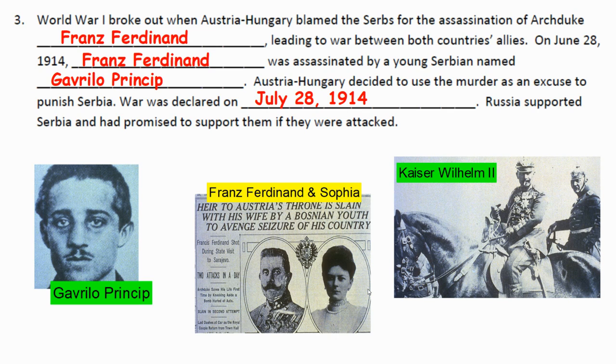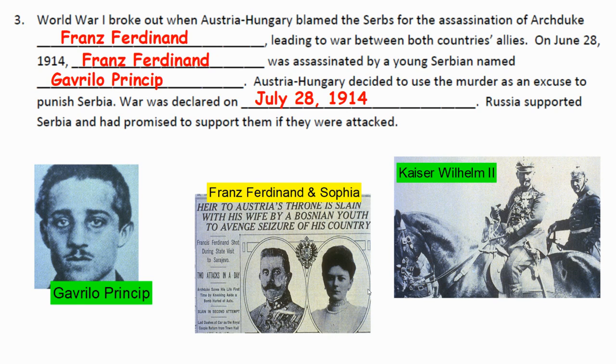With that, Russia, supporting Serbia, backed them up. They declared war on Austria-Hungary, and the next thing you know, Germany's pulled in. They start declaring war on Russia and Serbia. Then Great Britain and France jump in and declare war on Germany. And the next thing you know, all the dominoes have fallen and we've got a world war.